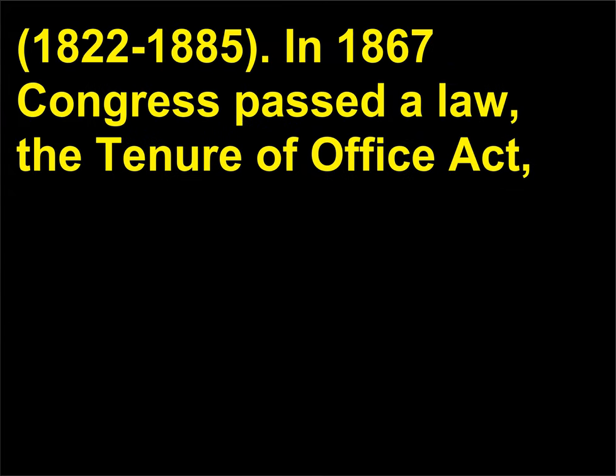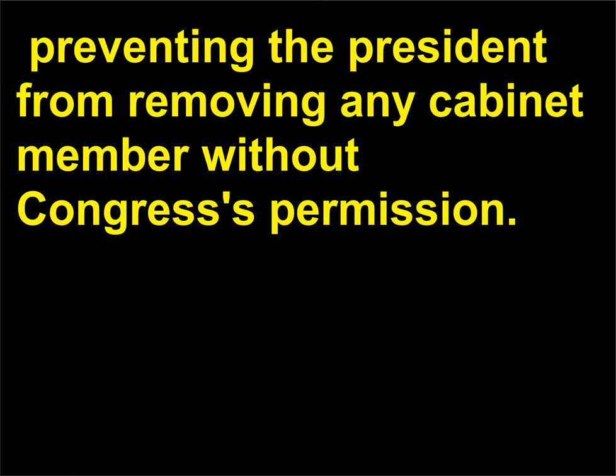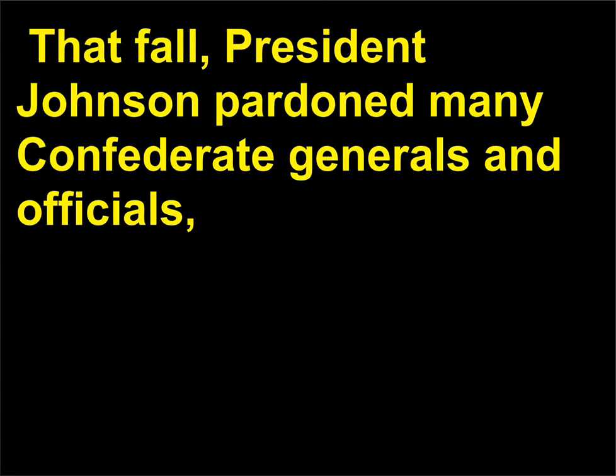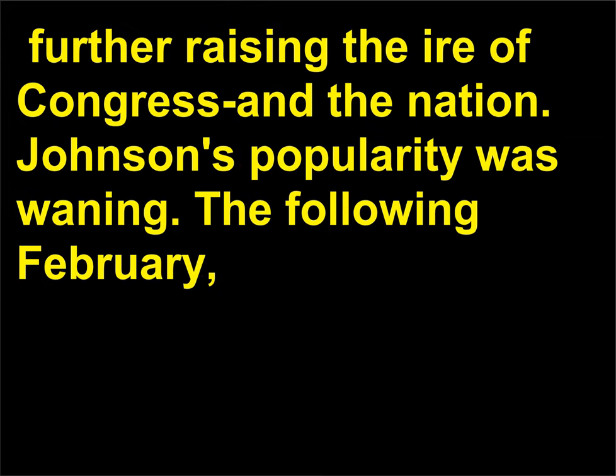1822-1885. In 1867 Congress passed a law, the Tenure of Office Act, preventing the president from removing any cabinet member without Congress's permission. By this time, Congress had already begun to consider whether Johnson ought to be impeached. That fall, President Johnson pardoned many Confederate generals and officials, further raising the ire of Congress and the nation.